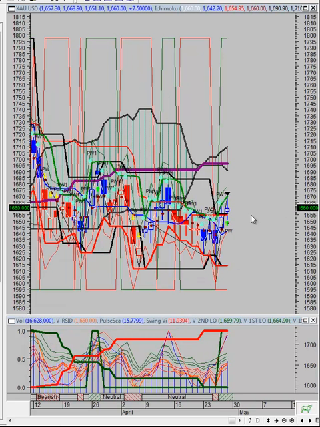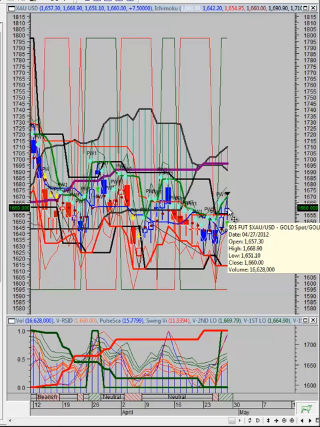Okay, this will be our final chart. This is gold. As you can see, gold is in a bullish stance, and we have positive momentum, and it actually pulsed wave on Friday. So now going forward, we're going to look to buy a break above 1669.70.